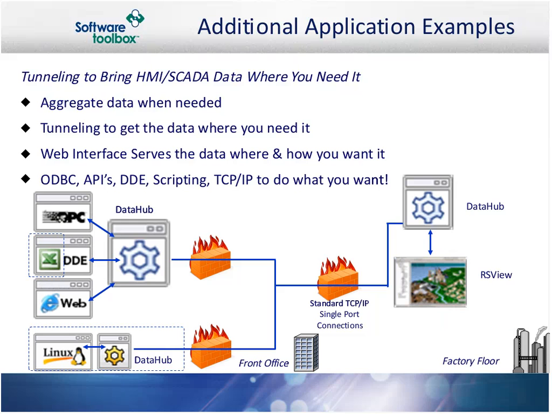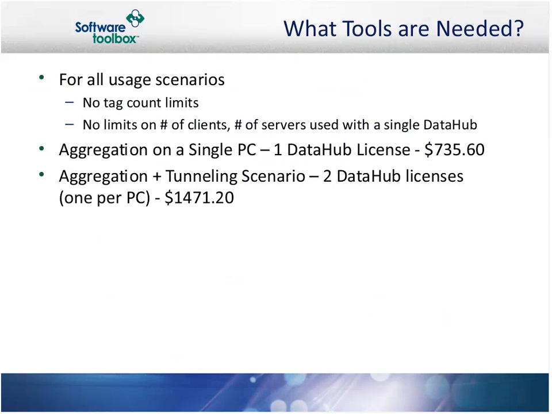So now that we've seen what aggregation and tunneling are, why you would use them, how it's done, let's talk about the tools you might need. So say we used a product called Cogent Data Hub. An important thing to know about all the aggregation and tunneling scenarios we talked about is there aren't really artificial limits to how many things like servers and clients that you can connect to a single data hub and how many tags you can configure in Data Hub. In OPC interoperability testing, Cogent Data Hub configurations have been made with tens of thousands of tags. You may need licenses on the remote machines where Data Hub also resides, but all in all, we just try to keep things simple.